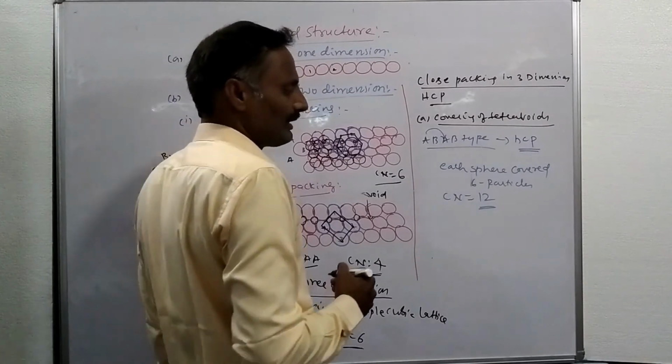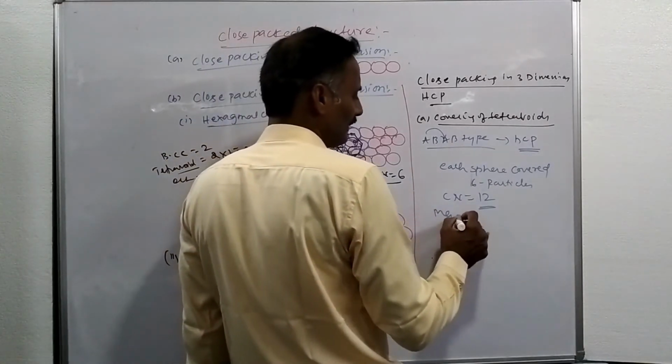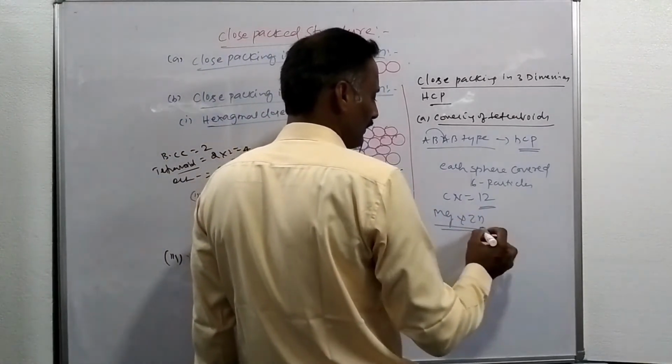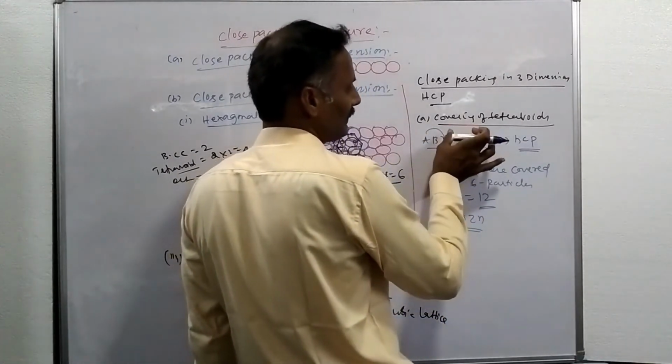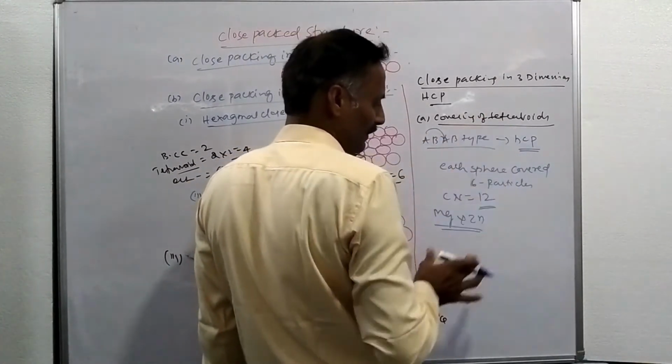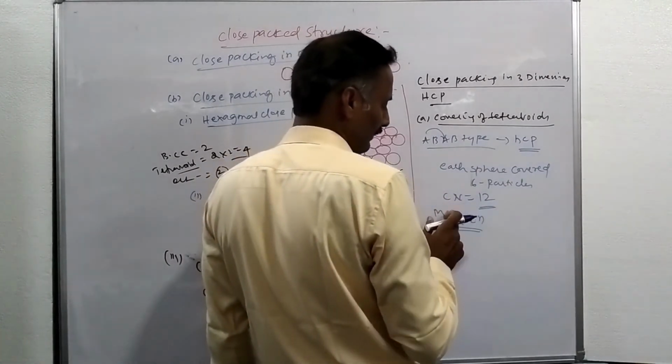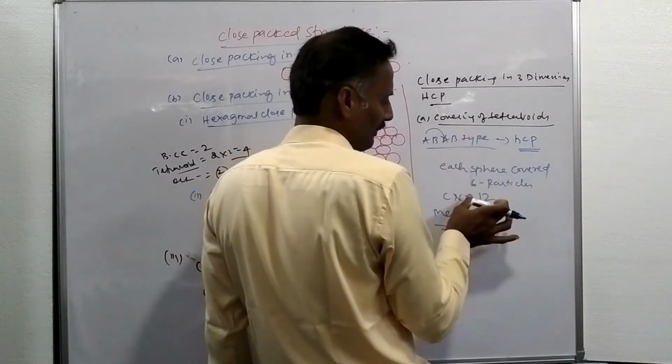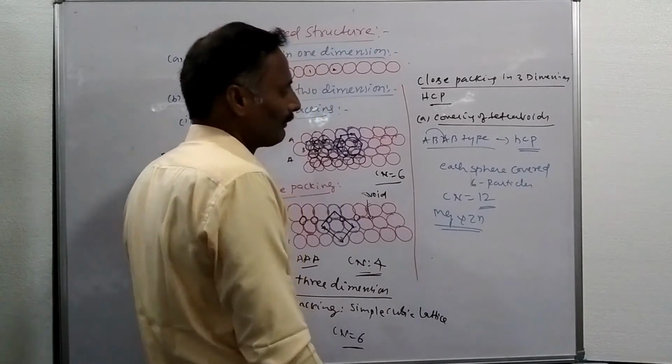This type of arrangement is found in magnesium and zinc. Magnesium and zinc have a three-dimensional hexagonal close packing. The coordination number of magnesium and zinc in this arrangement is 12.